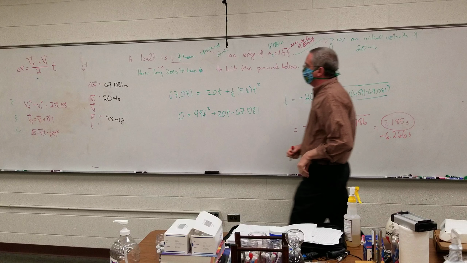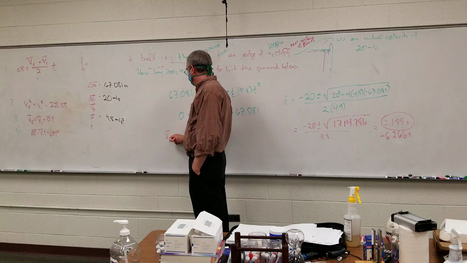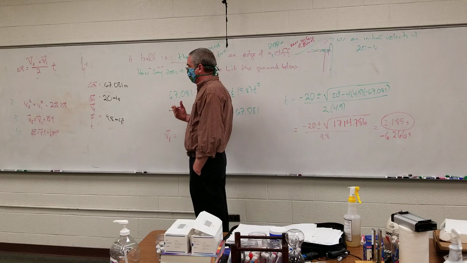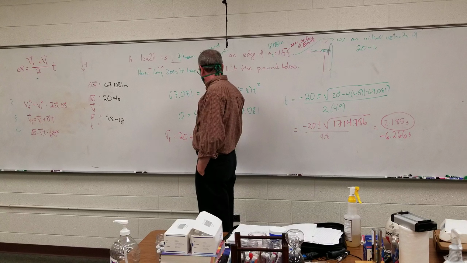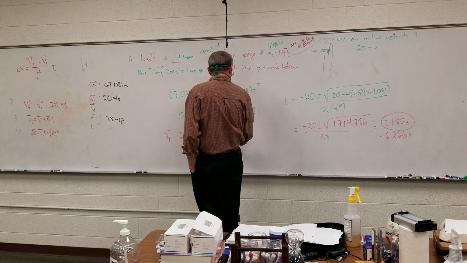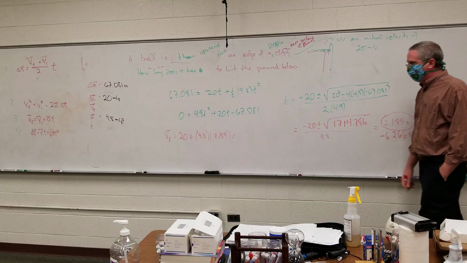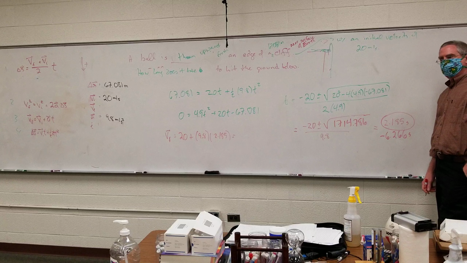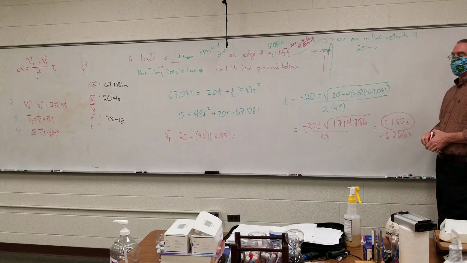All right, so let's figure out how fast that thing is going. What's the velocity? Let's try that third equation. My final velocity, or my velocity at that time, is going to be my initial plus 9.8 times 2.185. Didn't it take like 3.7 seconds without the first one? Yes, yes it did. There's one warning sign right there.